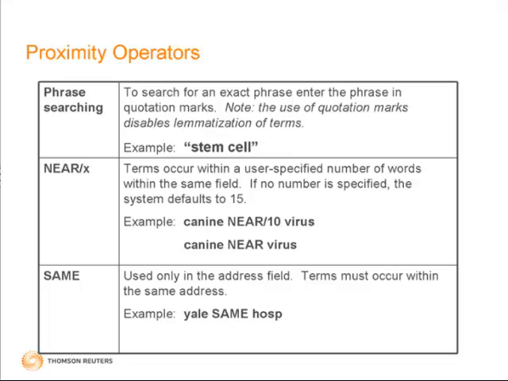Near finds terms within the same field and allows you to specify how far apart terms should be. If near/10 is used, search terms must be within a maximum of 10 words from one another. If no number is specified, the default is 15 words. The same operator is used only in the address field and retrieves terms that all occur within the same address.